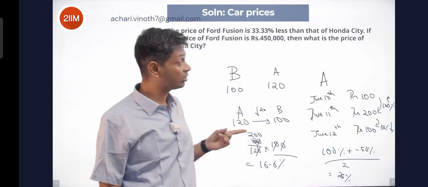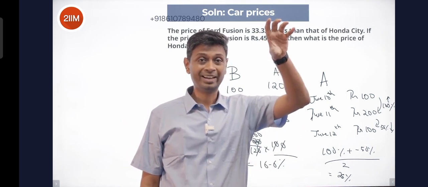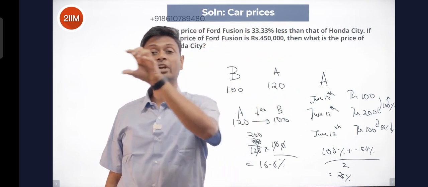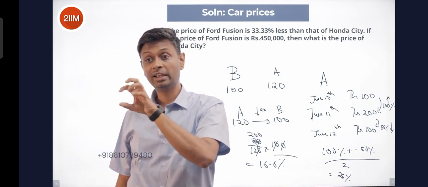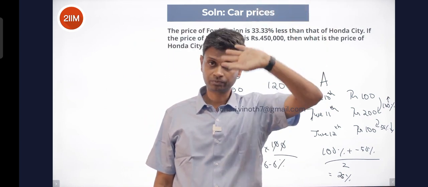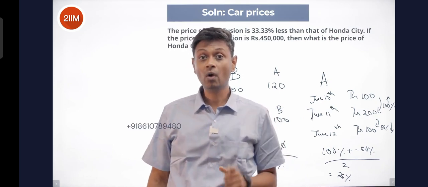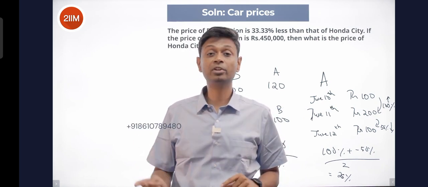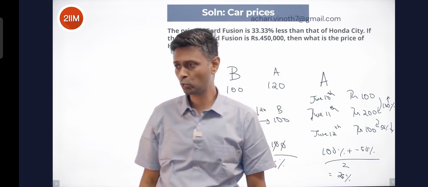Ford Fusion's price is 33.33% less than Honda City. Whatever Honda City's price is, reduce it by a third, and we'll get Ford Fusion's price. We cannot say I'll take Ford Fusion's price, increase it by 1/3 of Ford Fusion's price, and go to Honda City. That doesn't work. Ford Fusion is 33.33% less than Honda City, but Honda City is not 33.33% more than Ford Fusion. It doesn't work like that. Super important.